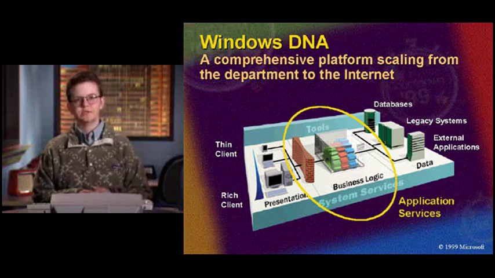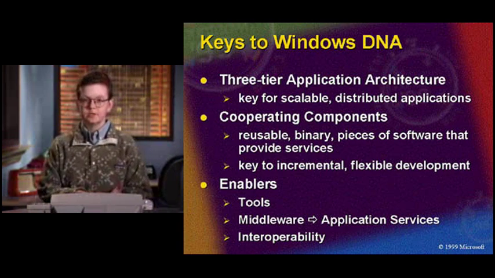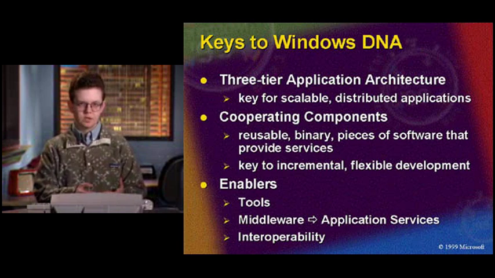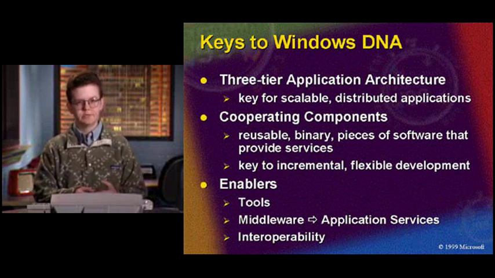The key things to Windows DNA are that, one, it is a three-tier application architecture. This is the way we think is the best way to go about building scalable distributed applications.